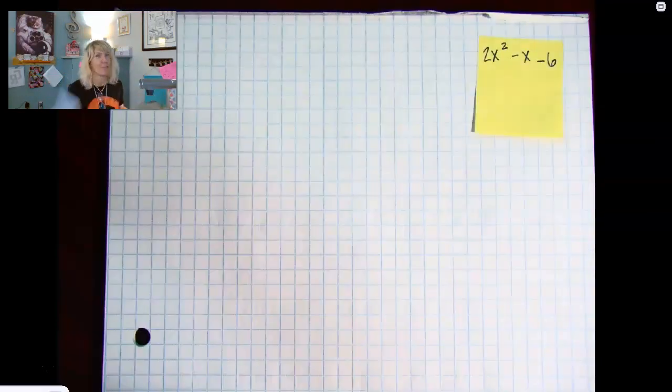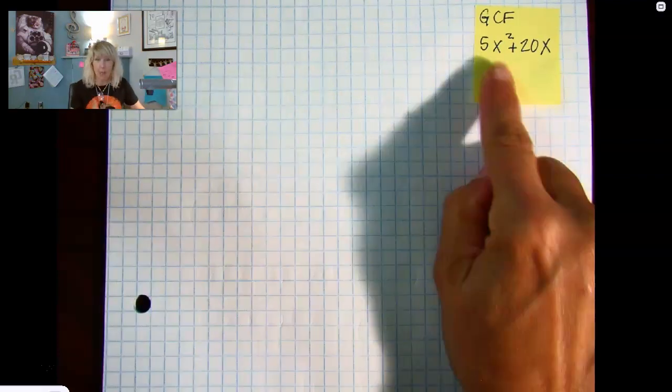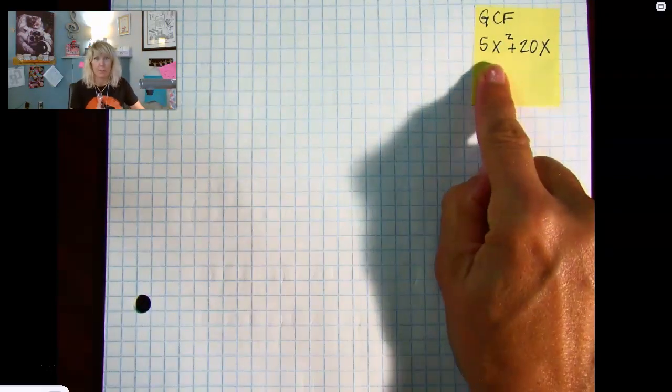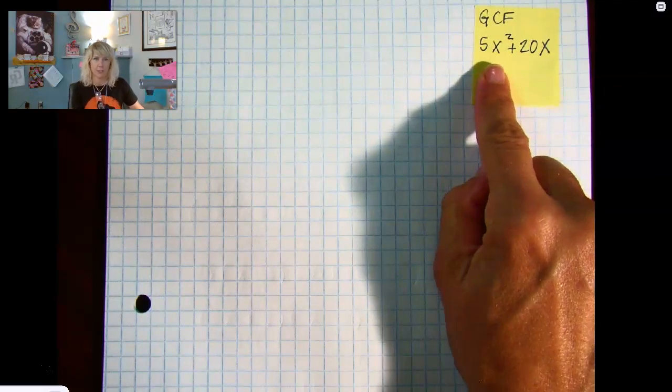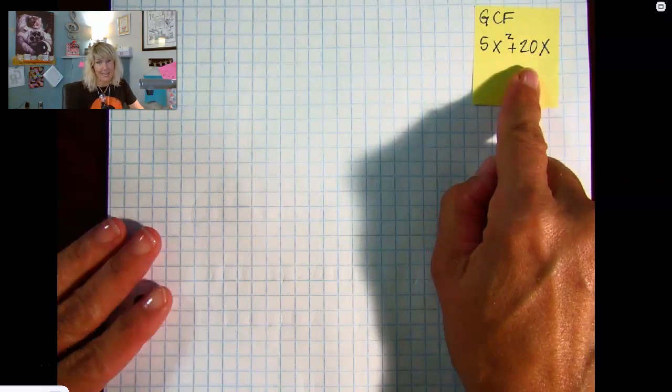So the first example, this has two terms. So I'm not really worried about the third step, factoring by grouping. I am worried about having a leading negative coefficient, and I'm also worried about a GCF. This problem does not have a leading negative coefficient, but they certainly have a greatest common factor. Both of these terms right here, I can take out a 5 and an x.